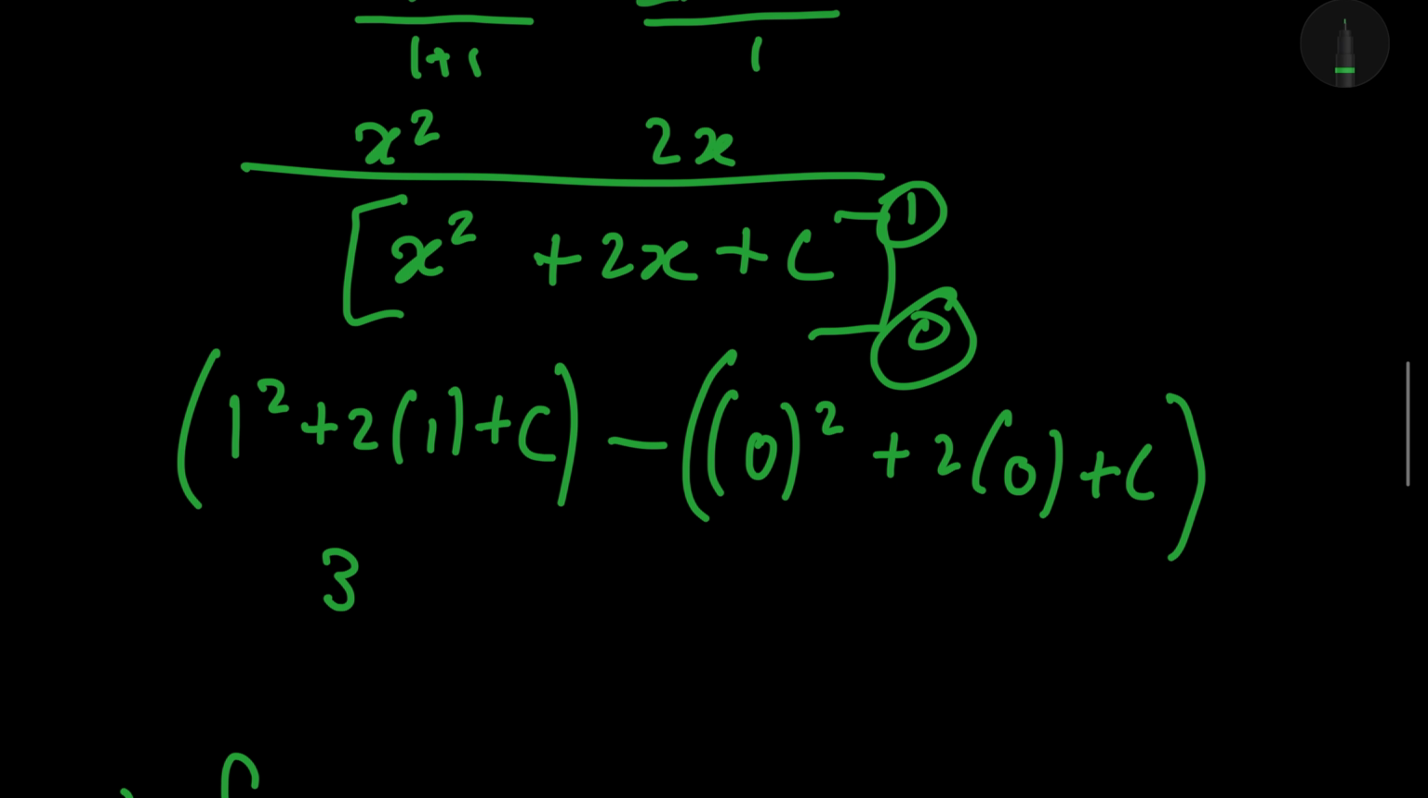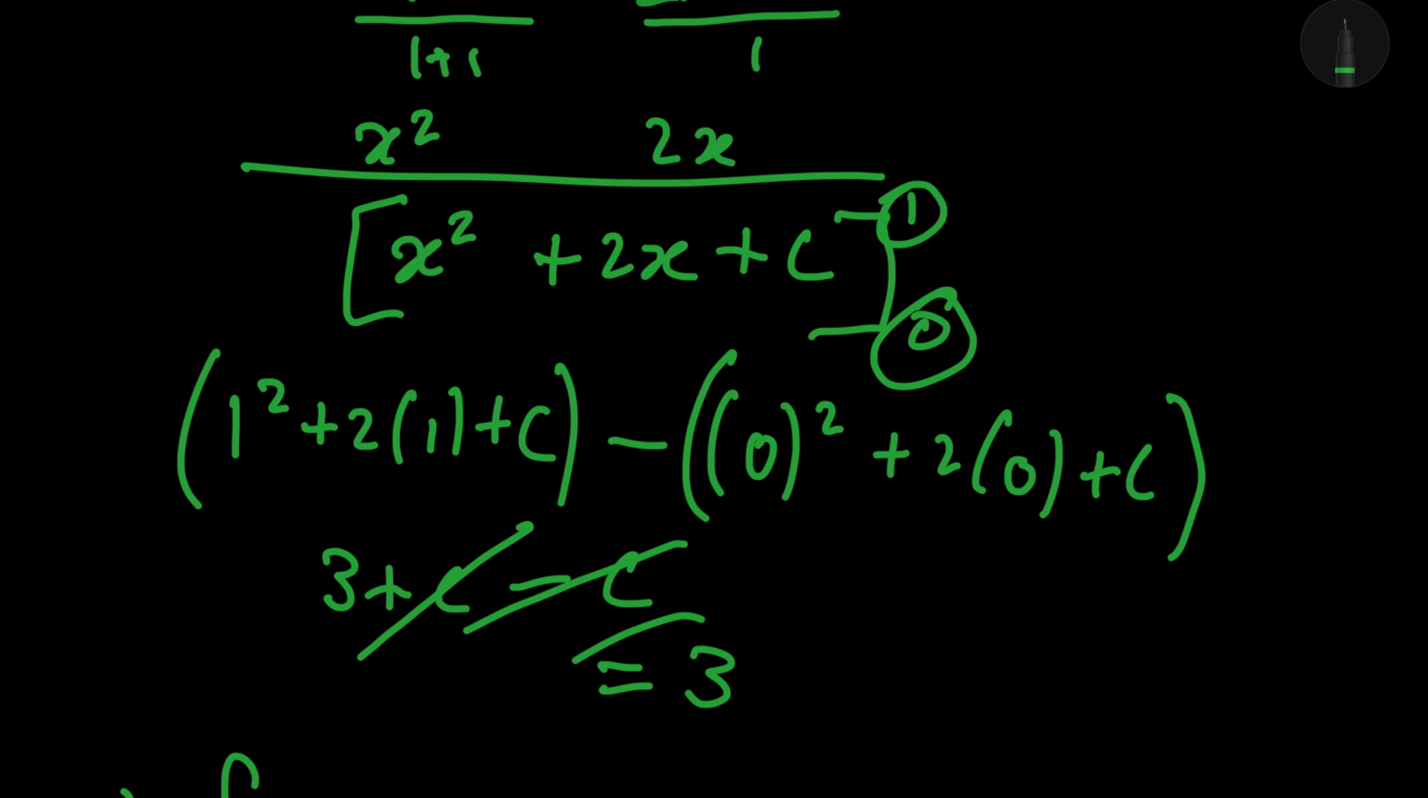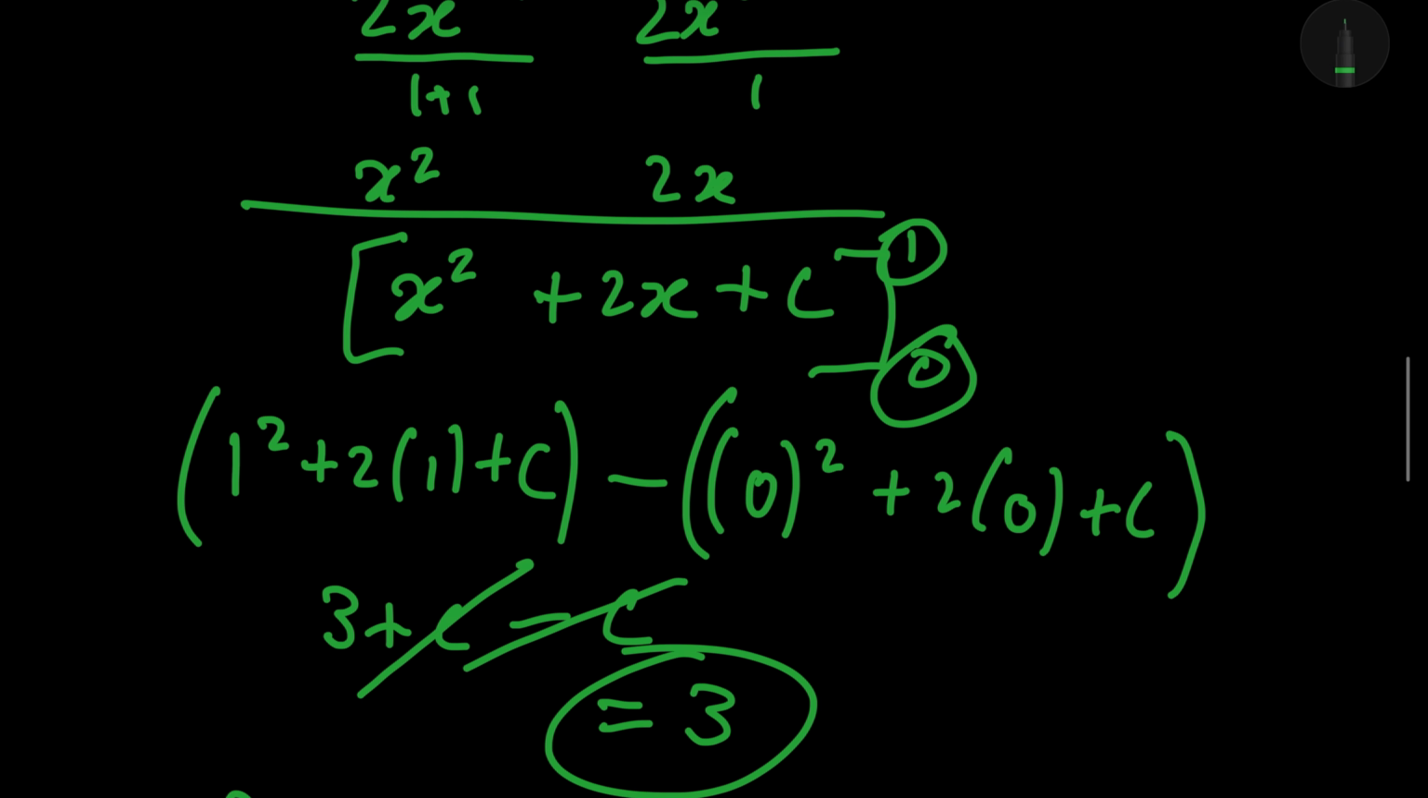So then I'm left with 3 plus c minus c. And would you look at that? The c's cancel, which leaves me with just 3. And that's the process behind a definite integral.